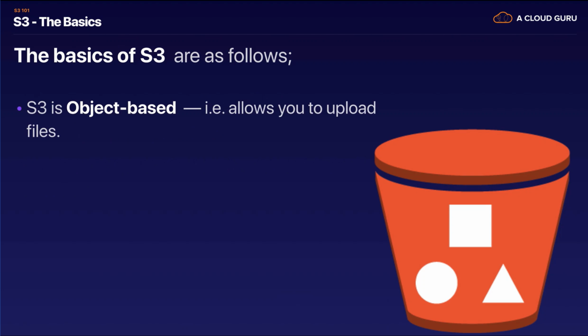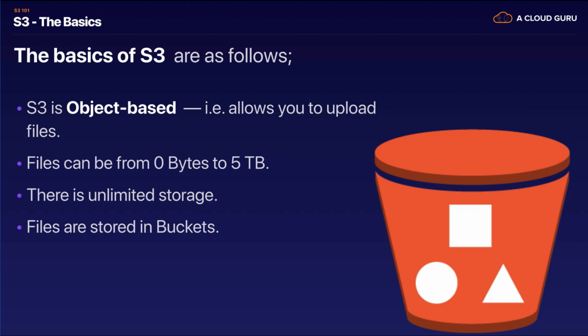And the basics of S3 are as follows. It's object-based, so it allows you to upload files. Your files can be from 0 bytes all the way up to 5 terabytes in size. There's unlimited storage, and files are stored in buckets. Now, I know what you're thinking, buckets sounds a little bit weird, but I want you to think of a bucket as just a folder in the cloud. So just like when you use Windows Explorer or Finder on Mac, you create different folders to put different files in. That's all a bucket is. A bucket is a folder in the cloud.